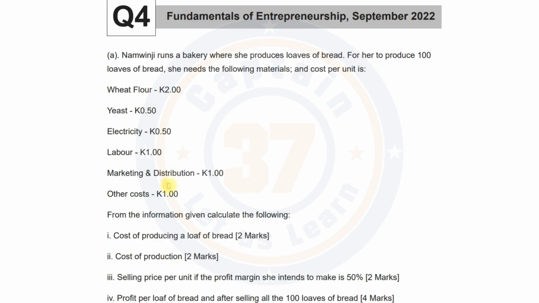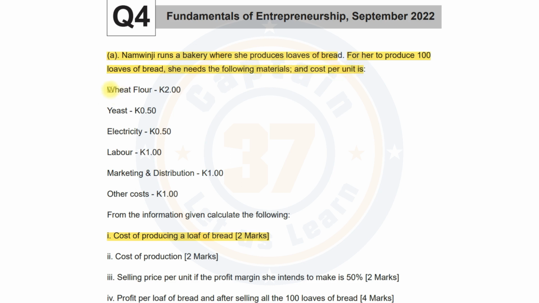In this question, we are expected to, number 1, calculate the cost of producing a loaf of bread. And this is for 2 marks. We are supposed to calculate the cost of producing a loaf of bread, based on the information given that Namwinji runs a bakery where she produces loaves of bread. For her to produce 100 loaves of bread, she needs the following materials, and the cost per unit is given as follows.